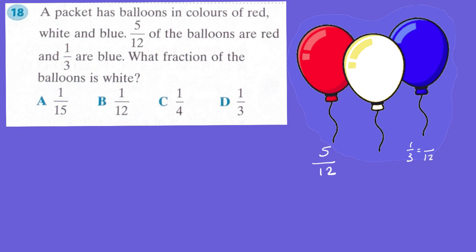Well, I need to multiply this by 4, so it'll be 4. So how many out of 12 are going to be white? 5 plus 4 is 9. So that means that there must be 3 out of 12 that will be white. Now, in our answer, we don't have a 3 out of 12. That's because we need to cancel it down. And if we cancel 3 out of 12, that is the same thing as 1 out of 4. And so our answer is going to be C.